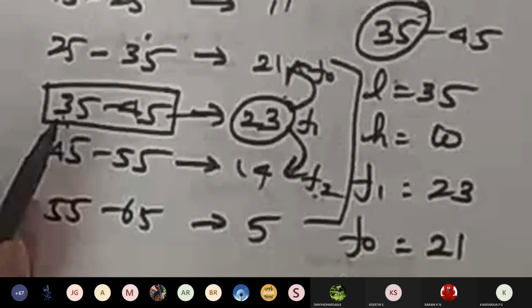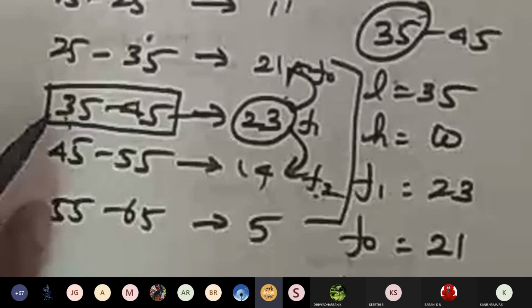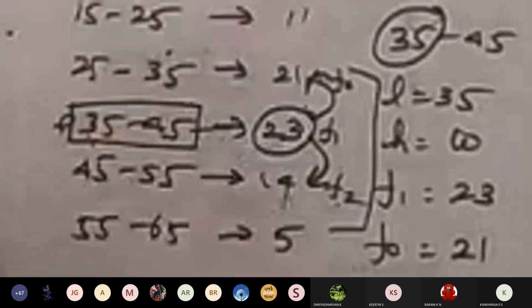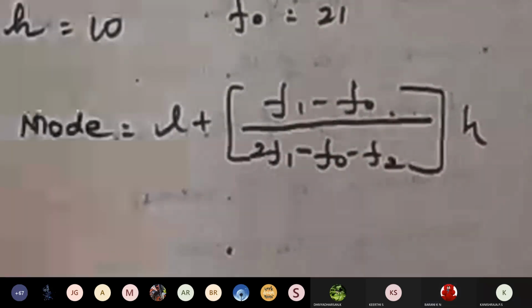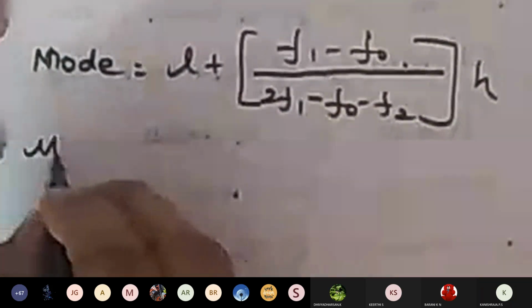F1 is 23, F0 is the preceding, F2 the succeeding, for your understanding. Which is highest? The respective class interval is the modal class. Then the lower limit, the class size H, and the nearer frequencies: preceding F0, F1, F2. Is that clear? With this, I have written the values. Now I'm going to find the mode.